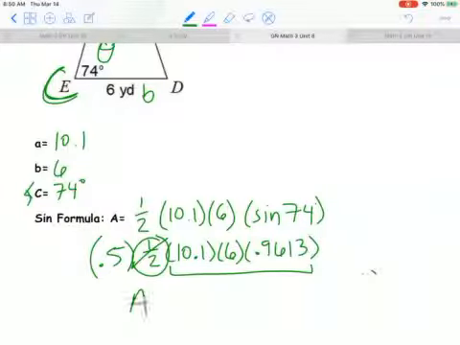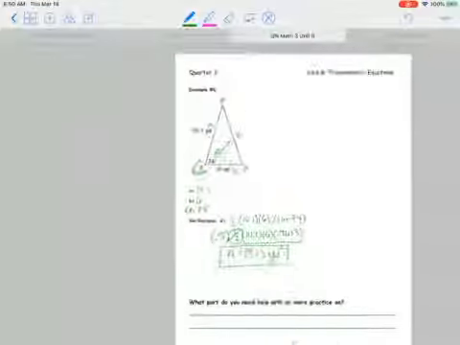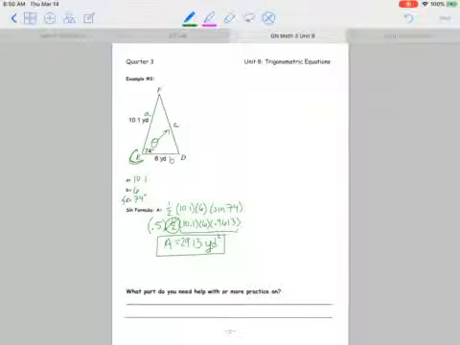So I got the area as 29.13 when you round, and this is yards squared. And if you didn't get that, let me know and we'll look at your calculator and see if I did something wrong instead. But that is 8.4, so go ahead and try that homework.